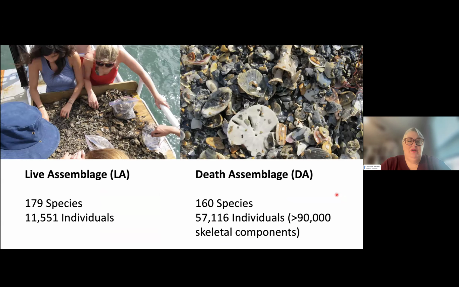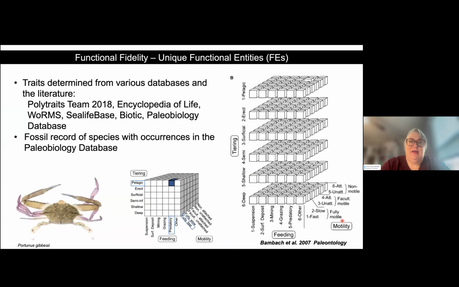So our live assemblage, we had about 179 species and a little over 11,500 individuals. Death assemblage was 160 species and a little over 57,100 individuals. And again, I want to point out that to get 57,000 individuals, that's more than 90,000 skeletal components. And so this is a very, very large and robust data set.